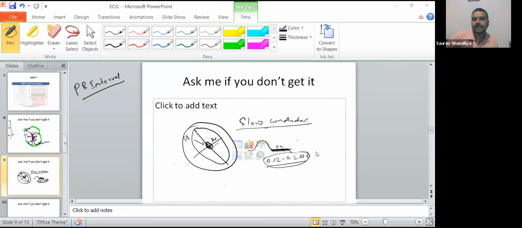And if you see, normally on the graph paper, that will be 3 to 5 small boxes. We'll come to that later. Still a lot of time for that. Okay. So that is how it happens.